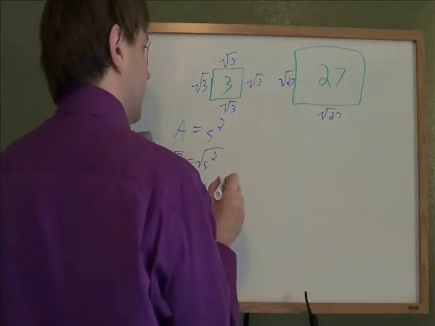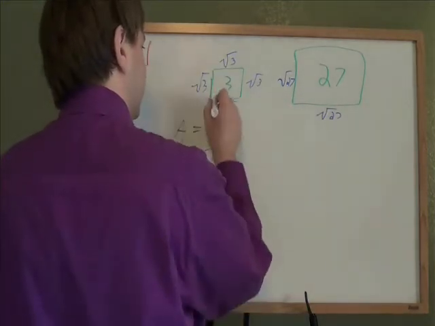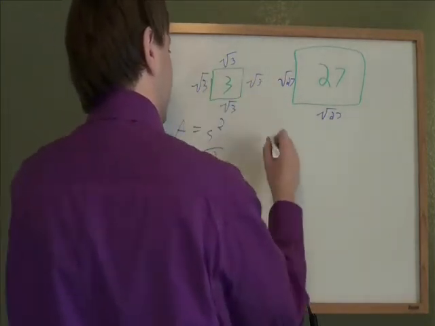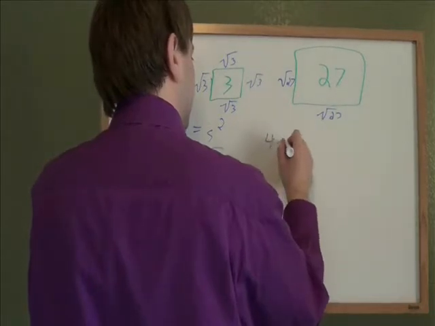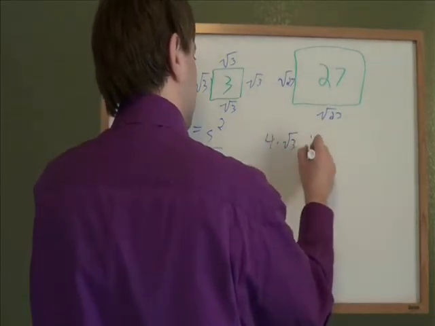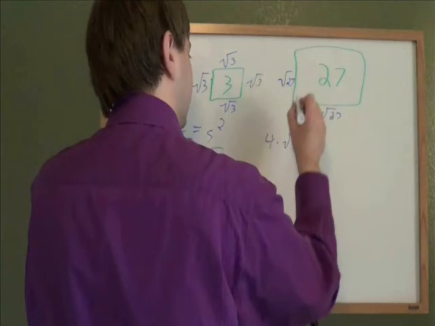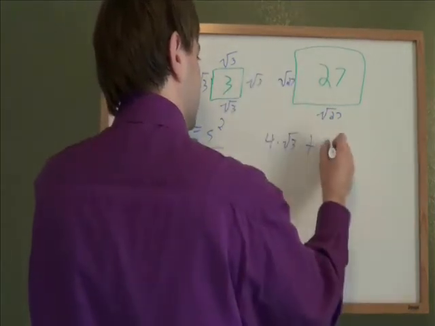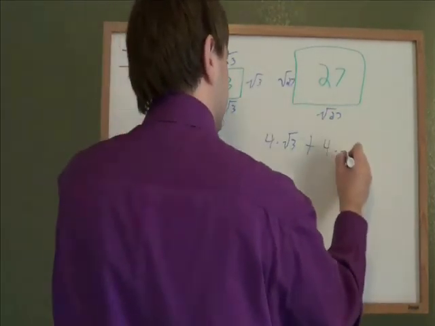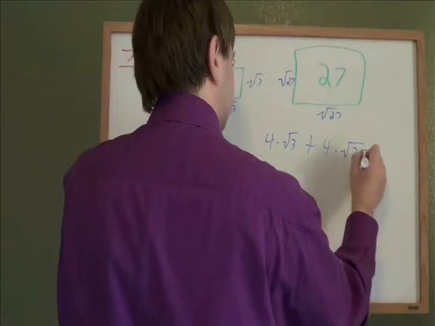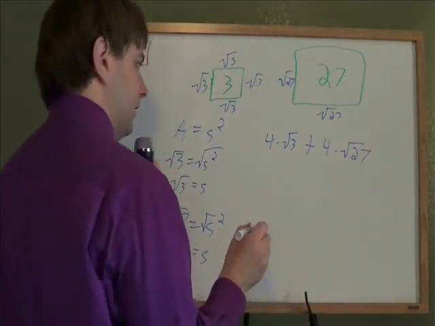So, for the total amount of fencing, you need 4 sides that are each square root of 3. So that's 4 times square root of 3. And then you also need the bigger square here, and that has 4 sides that are each square root of 27. But we can simplify that.